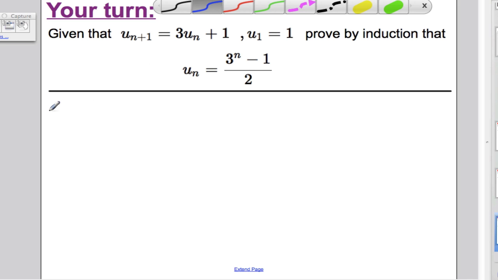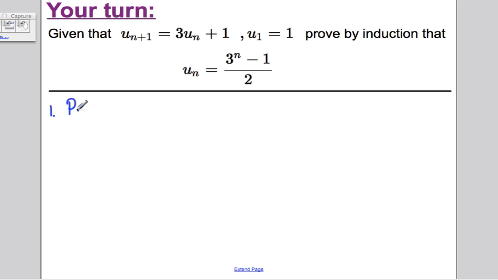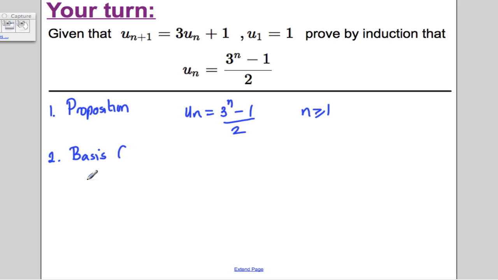Okay, step 1 as always is the proposition. And our proposition is that un is equal to 3 to the power of n minus 1 over 2 for n bigger than or equal to 1. Step 2 is the basis case. We want to check this is true for n equal 1. So we let n equal 1.